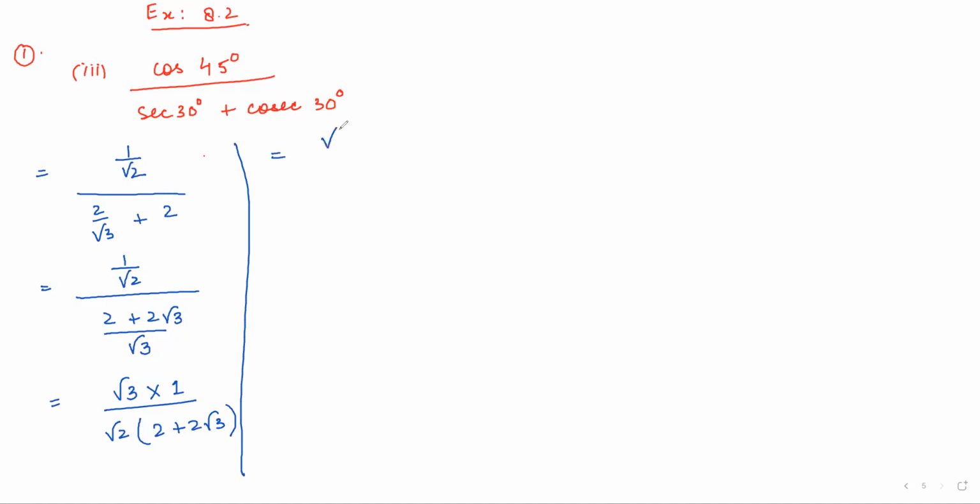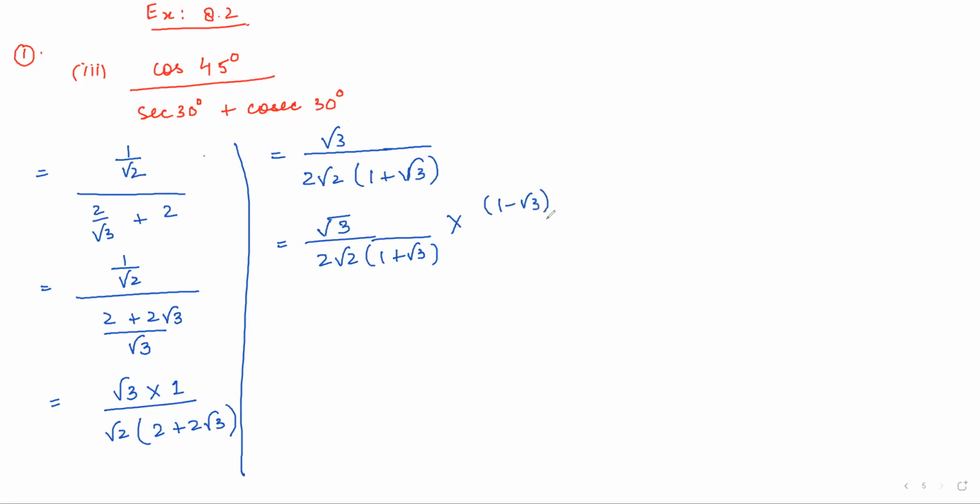Next step. So I have under root 3 divided by, can I take 2 common from the bracket? So I get 2 root 2 and then 1 plus under root 3, right? Okay. Now let us rationalize it. So I have got root 3 divided by 2 under root 2 and then 1 plus under root 3. So I'm multiplying the numerator and denominator by 1 minus under root 3. Is this correct? Yeah. Okay. So we just do the same thing, simple.